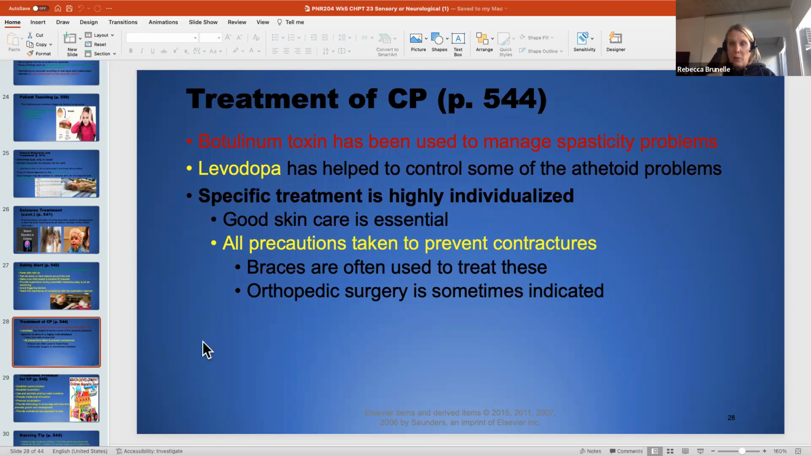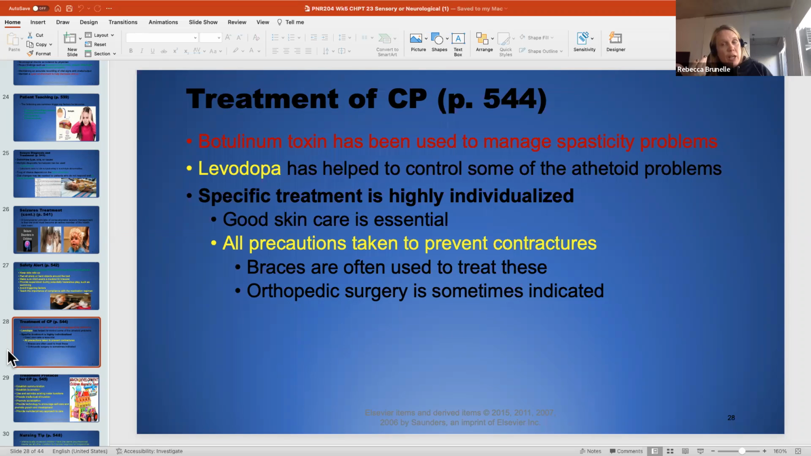Has anyone known a child that had CP? Can you summarize what CP looks like in a kid? What do you think about when you say that somebody has cerebral palsy or CP? Do they walk normally? Do they not walk normally? Is that when they walk funny with their knees bent and their arms kind of flailing?